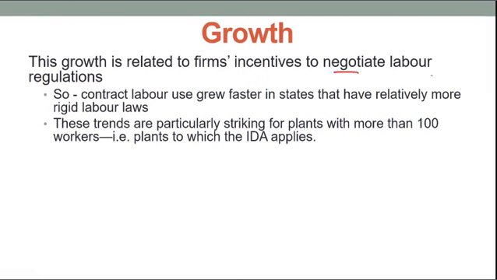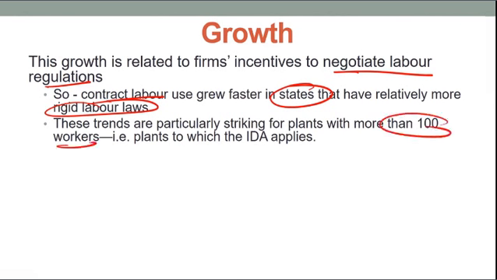So firms want to negotiate labor regulation. This is the best option they have found. Now also, contract labor is more in those states which have more rigid labor laws. So this shows us that it's because of regulatory cholesterol. Also, it is more common in plants with fewer than 100 workers. When a plant has fewer than 100 workers, they'll have more contract laborers. Why? Because then they will not be applying the IDA. So the moment plants have more than 100 workers, the IDA will start applying. So one good option is to go for contract labor there.